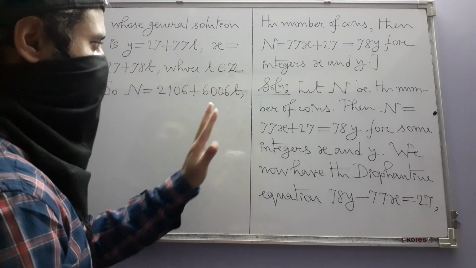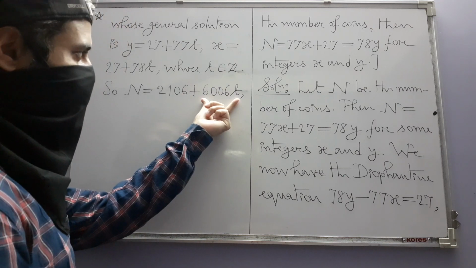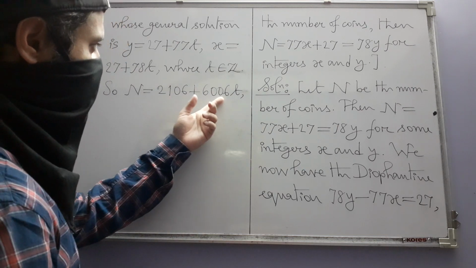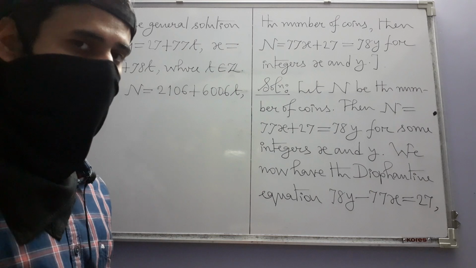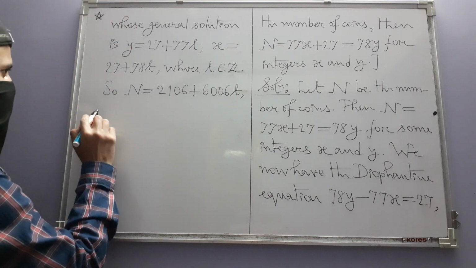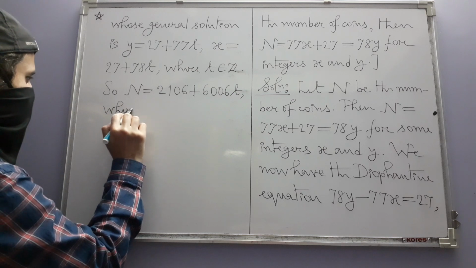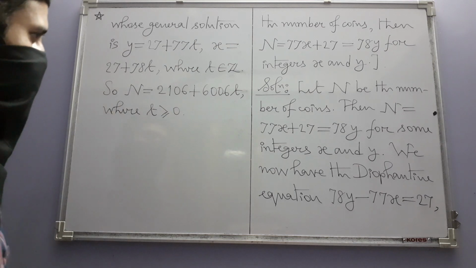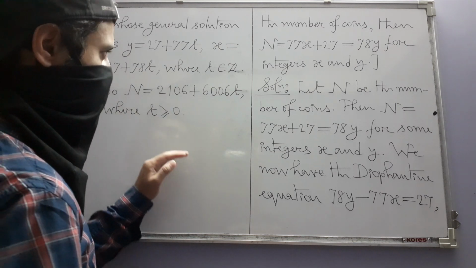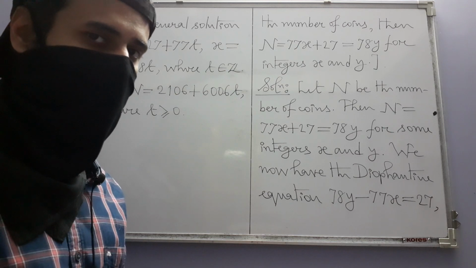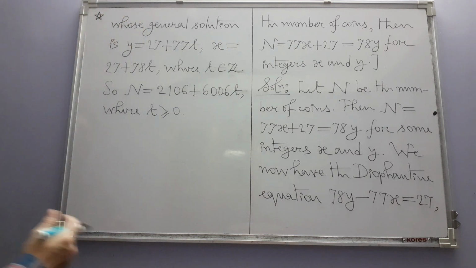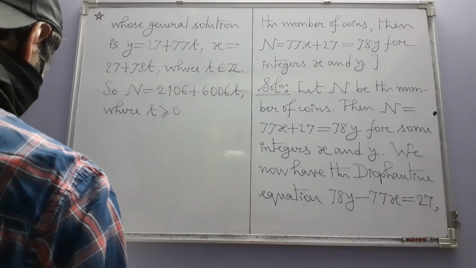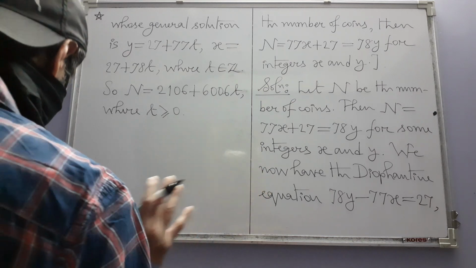Note that t cannot be negative, because if you have t negative, then n becomes negative, because 6006 is greater than 2106. So you need t to be non-negative, greater than or equal to 0, and each such t gives us a solution, a possible number of coins. So here also you get infinitely many solutions, and that is the solution to this part C.